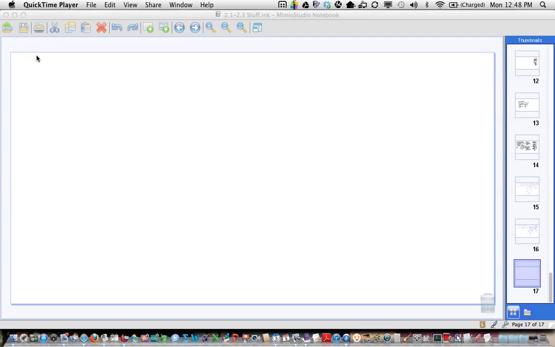So e to the x equals 2. That'd be ln of both sides. That'd be ln 2. e to the x equals 1. Well, that's just ln 1, which of course is 0. And I put the decimal there, but you could have just left it ln 2.